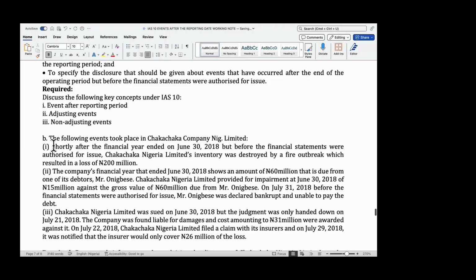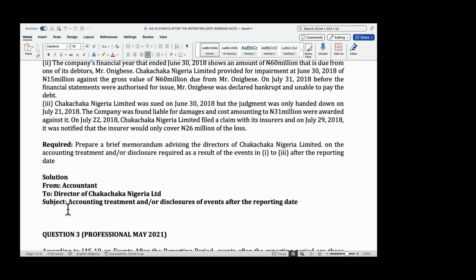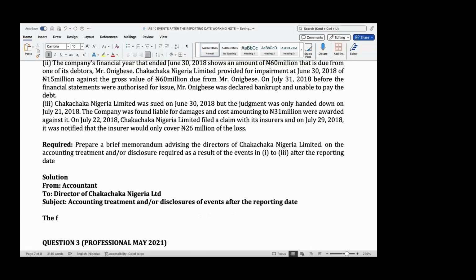Now, they said shortly after the financial year ended June 30th, 2018, but before the financial statements were authorized for issue, Shaka Nigeria Limited's inventory was destroyed by a fire outbreak, which resulted in a loss of 200 million. Who can respond to this? How should we treat this? It's a non-adjusting event since it happened after the financial year end. Okay.